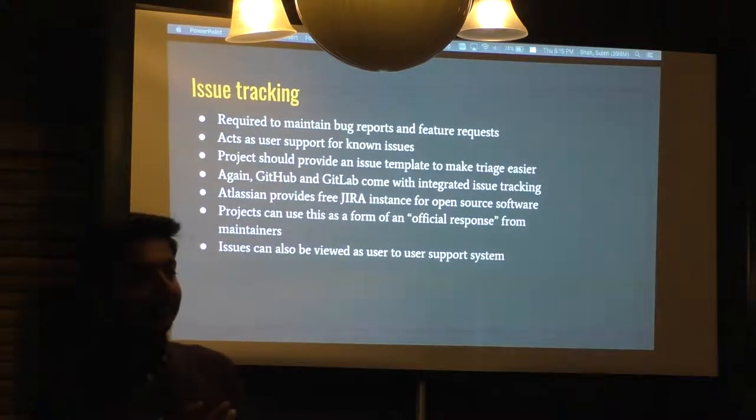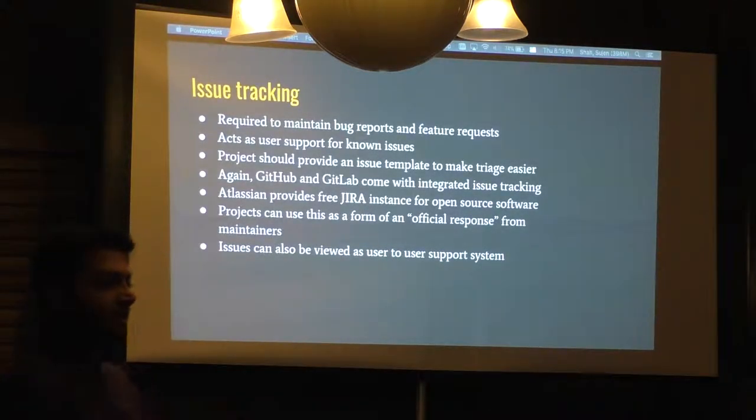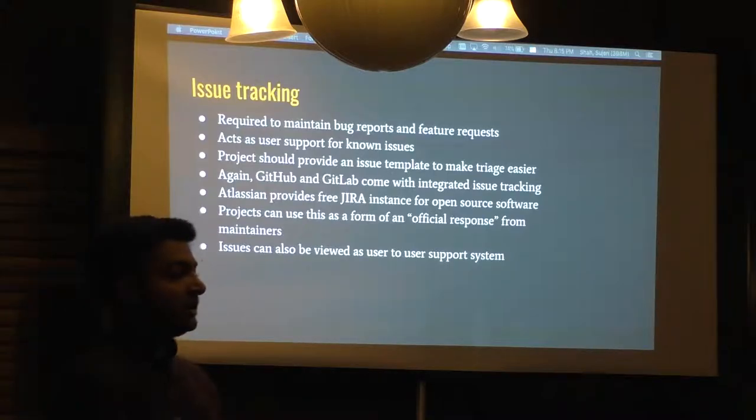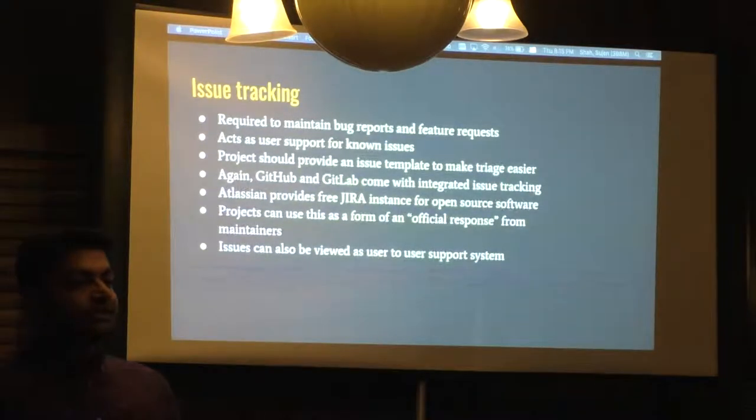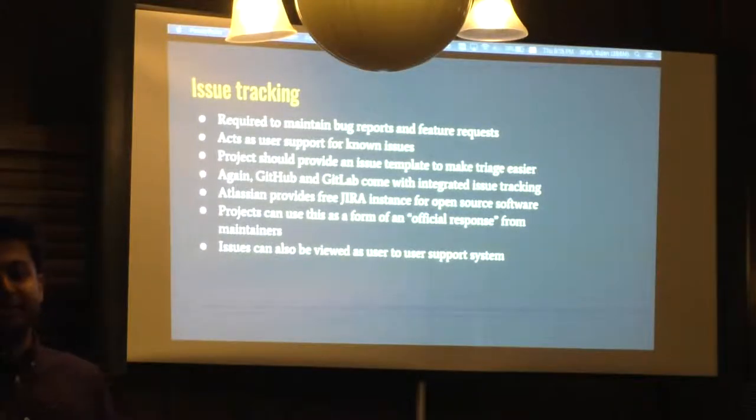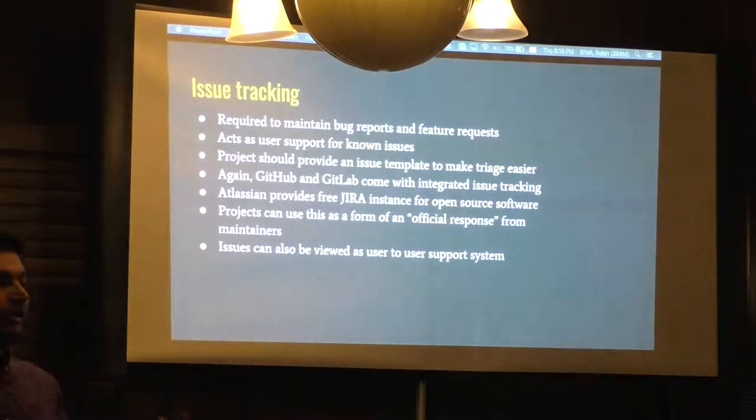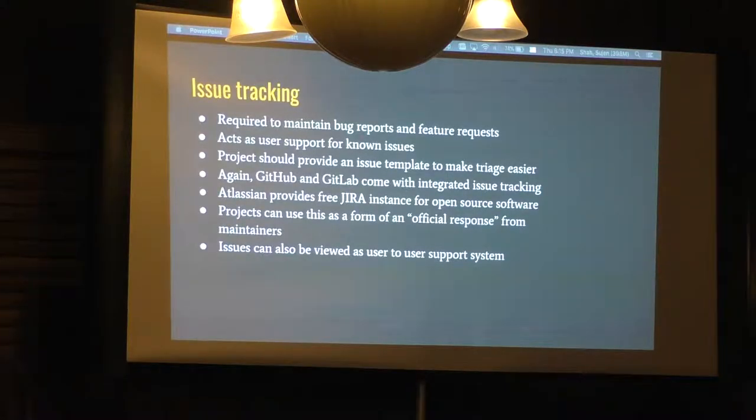Issue tracking: you can have a flood of issues if you don't have a way to track them, triage them, and label them. One way is to use the inbuilt issue tracking mechanism that comes with your versioning system, which could be GitHub or GitLab. Or you could have a third party tool like Jira, which links to your GitHub or GitLab and does the issue tracking for you.